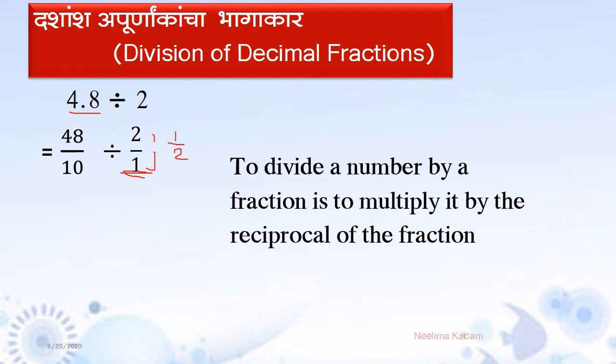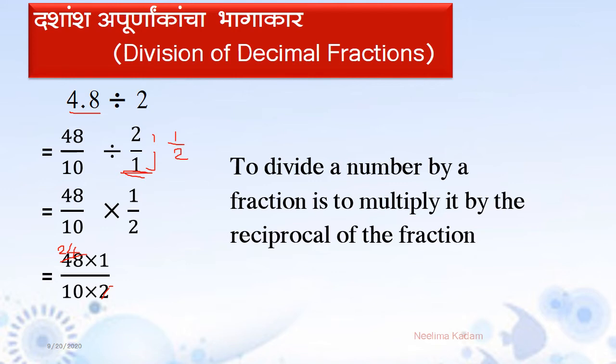Dividing a number by a fraction means to multiply it by the reciprocal. So 48 upon 10 into 1 upon 2. Now multiplication of numerator upon multiplication of denominator. So 48 into 1 upon 10 into 2. So 2 1s are 2, 2 2s are 4 and 2 4s are 8. That will be 24 upon 10 and this will be equal to 2.4.